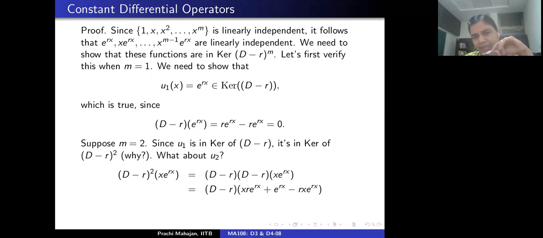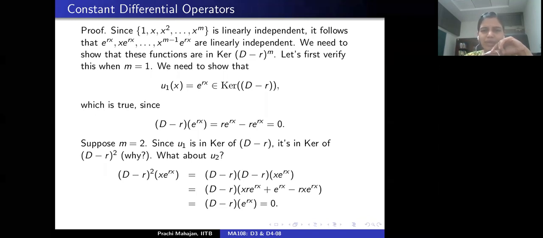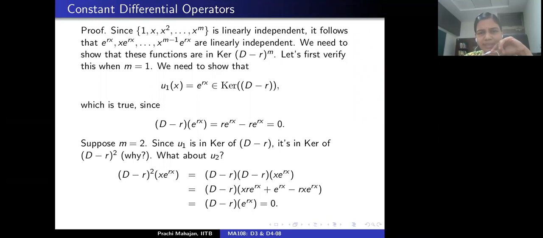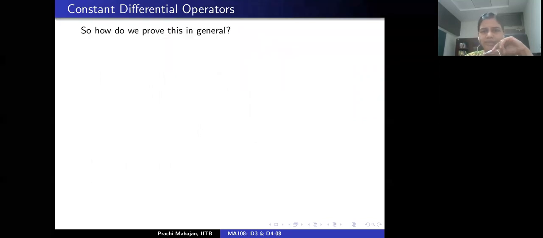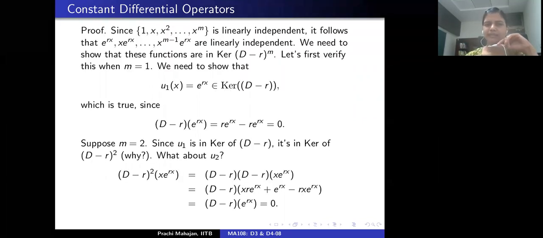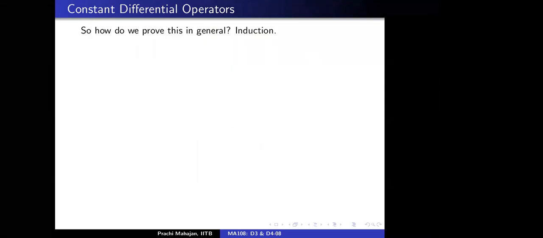right? We are differentiating, right? So we get x r e^{rx} plus e^{rx} minus r x e^{rx}. Okay, and you apply this operator one more time and what you get is zero. So conclusion, u2 is in the kernel of (D − r)², right? Is that okay? u1, u2 are in the kernel of (D − r)². That's what we have proved up till this point. Okay, yes.